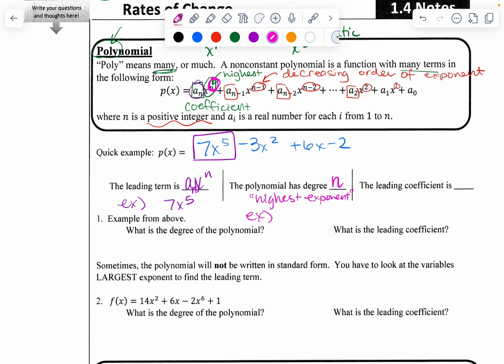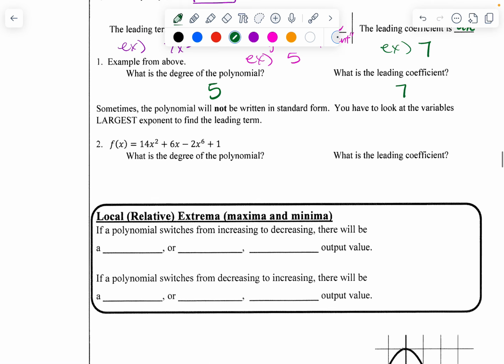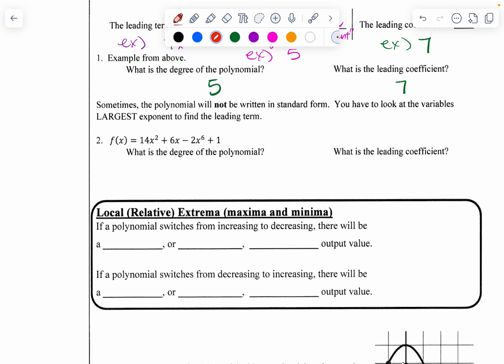And in our example, that would be our highest exponent here. Let me see if I could find it. It's right here at 5, okay? And the leading coefficient is the coefficient right in front. So on our standard form, that would be a sub n, which just means a value in front. And then for our example, it would be 7, okay? So from the example above, the degree of the polynomial, we already know the degree is the highest exponent, that's 5, and the leading coefficient is the coefficient on the highest variable, which is 7.